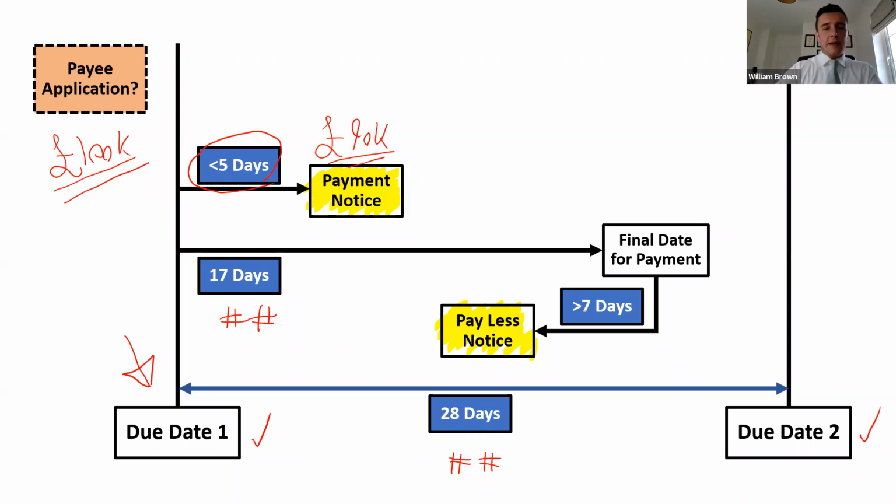Time marches on a little bit, and it turns out, you know what, our original certificate was wrong. You didn't actually do 90k's worth of work. They can then decide to pay less, and they might even decide, you know what, we're only going to pay you 70,000. And you can do that via that second bite of the cherry via a pay less notice.